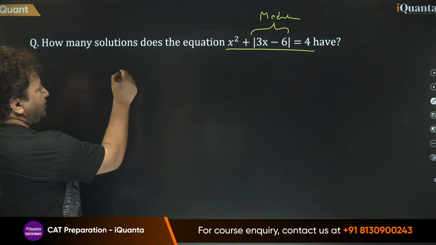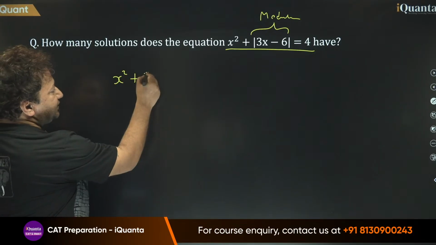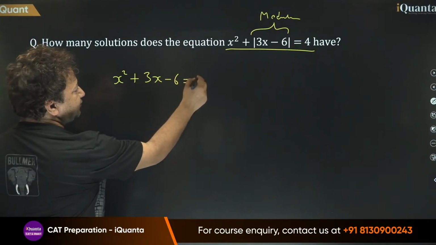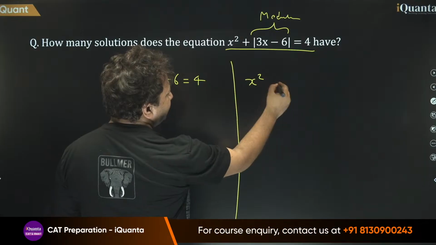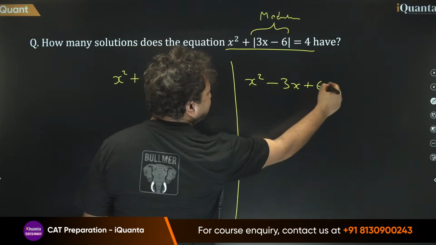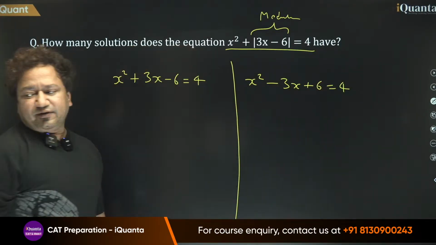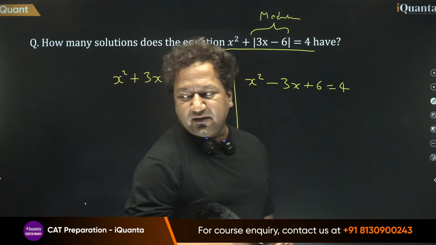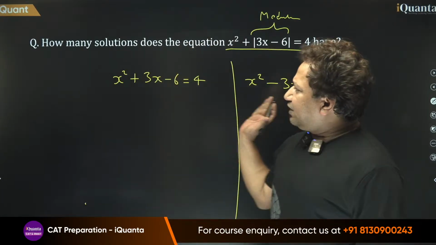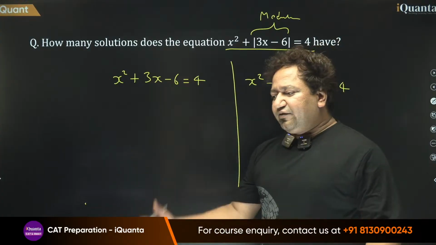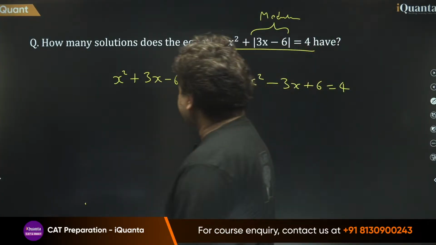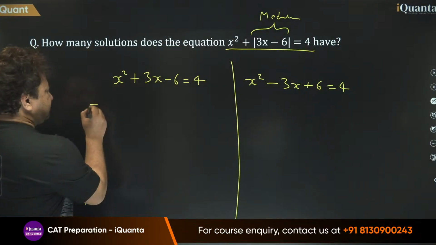In one, I will take the positive part of it, that is x square plus 3x minus 6 is equal to 4. And in the second case, I'll take the negative part of it, so that will be x square minus 3x plus 6 equal to 4. I'll solve these two equations, and if both are solvable, we'll have two solutions, if only one is solvable, we'll have only one solution, and if both are unsolvable, we'll have zero solutions. So let's see if we can solve it or not.